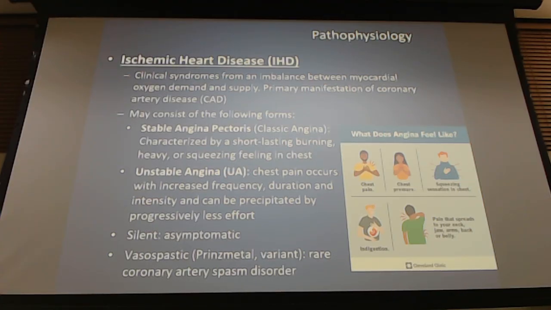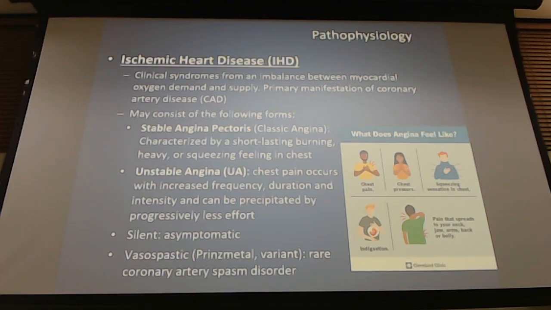So stable is essentially where a lot of people will say I can feel like an elephant is on my chest, squeezing, very hard for them to breathe, they'll have a lot of pain. Unstable is more so where it changes depending on the intensity of what they're doing. So if I were exercising and then all of a sudden I start to feel this pain, and then over time it progressively can get worse.